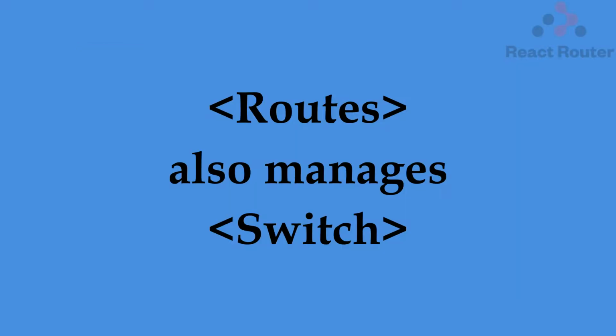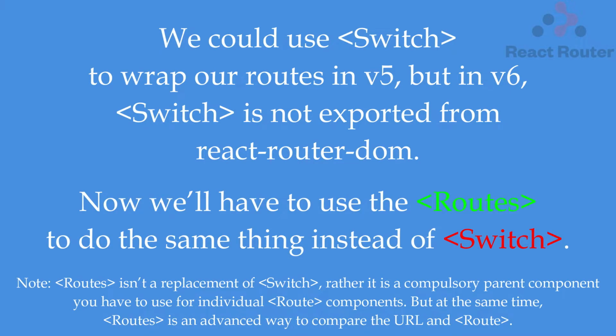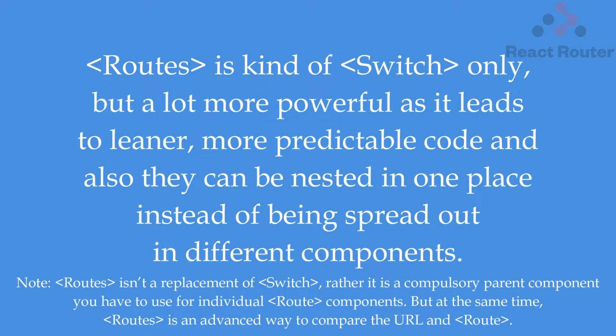The first change I would like to emphasize is that we could use Switch to wrap our routes in version 5, but in version 6, Switch is not exported from react-router-dom. Now we'll have to use Routes to do the same thing instead of Switch. Routes is kind of like Switch, but a lot more powerful, as it leads to leaner, more predictable code, and also routes can be nested in one place instead of being spread out in different components.